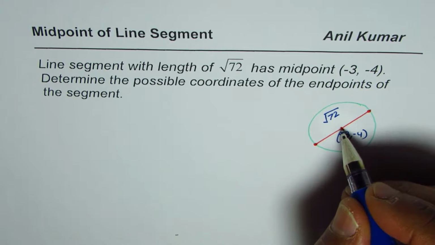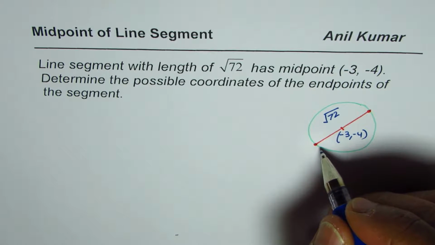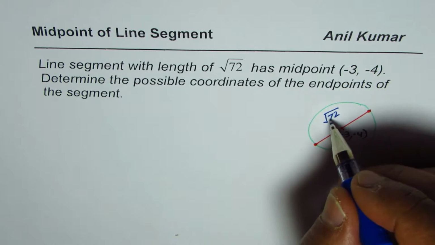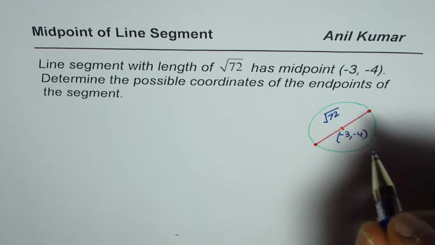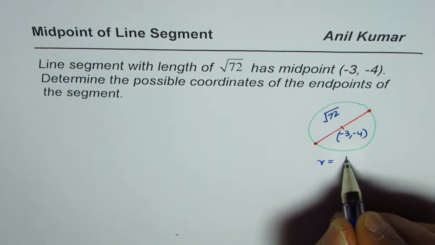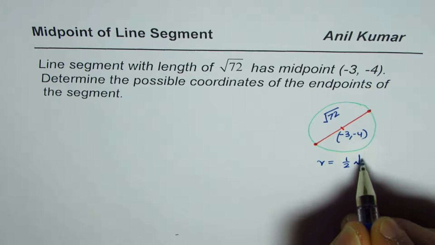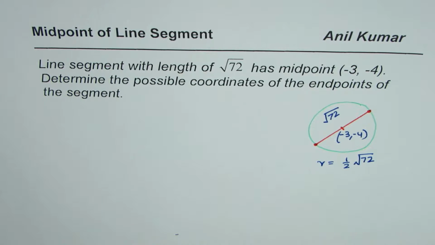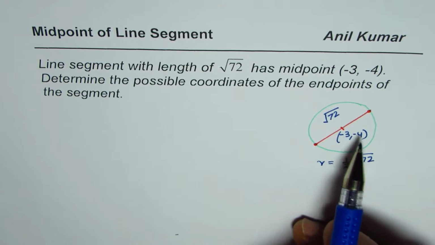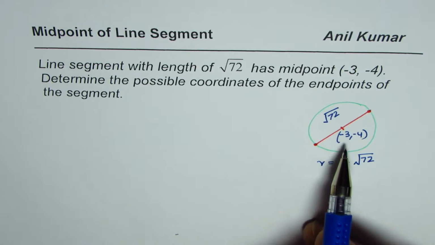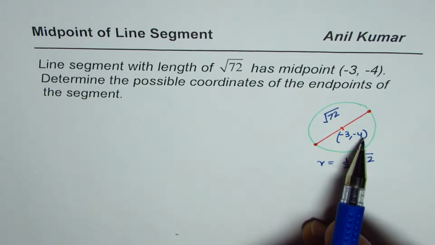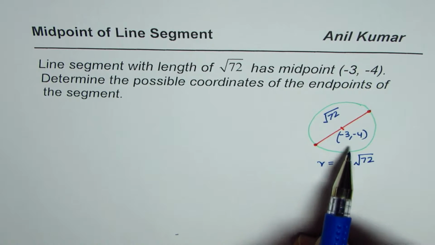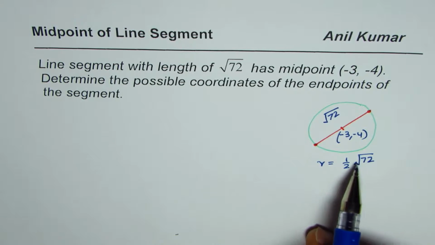Clearly, the length of the radius for us should be half of this length, right? So here we can write r is equal to half of square root of 72. So that becomes the radius. Now what is the equation of a circle where the center is (-3, -4) with a radius of half of square root of 72?